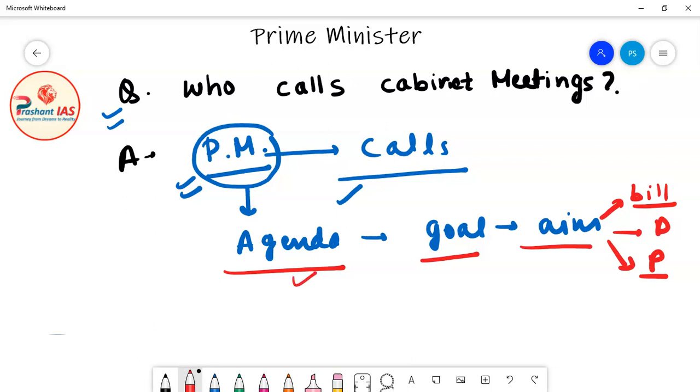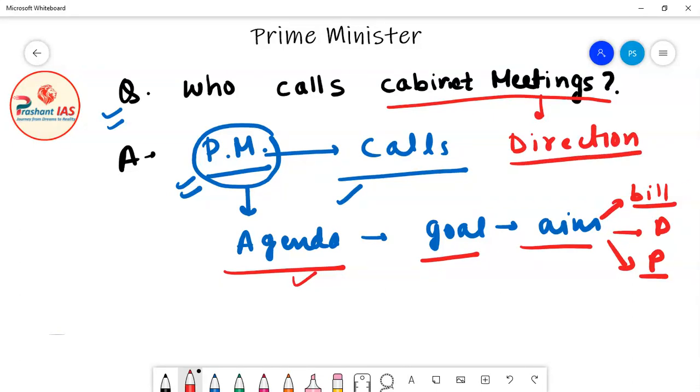Okay, and friends, we can conclude that through cabinet meetings, the Prime Minister of India gives general direction to the administration of the country. How? Because in cabinet meetings only all the important decisions for the country are taken, all the important administrative decisions are taken, all the important administrative policies are made. So through cabinet meetings, the Prime Minister of India gives general direction to the administration of the country.